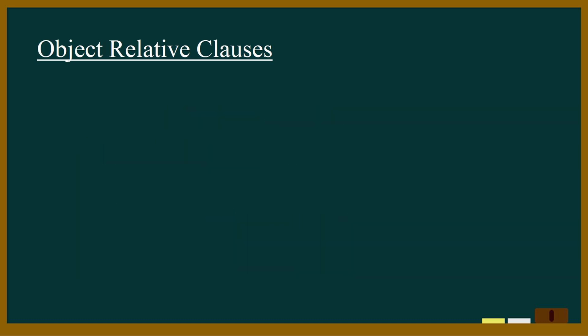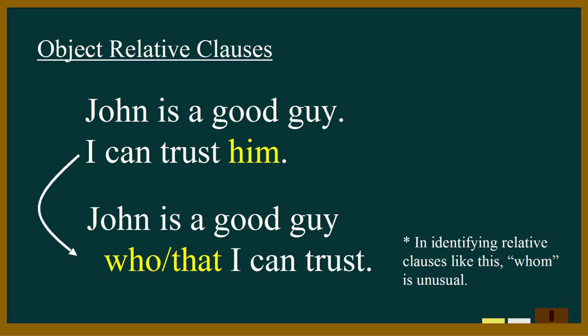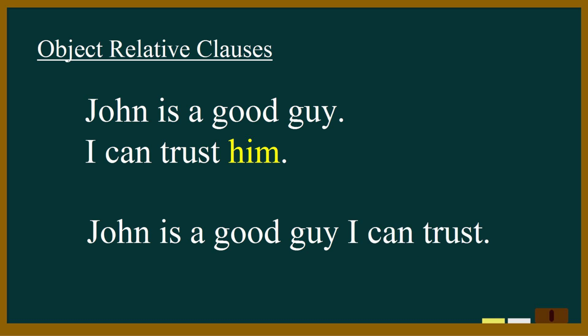Object relative clauses. Who, which, and that are the object of the relative clauses. In this case, we can drop relative pronouns if we want to. John is a good guy. I can trust him. Him is an object which turns into who or that. John is a good guy who I can trust. Or I can drop it. John is a good guy I can trust.